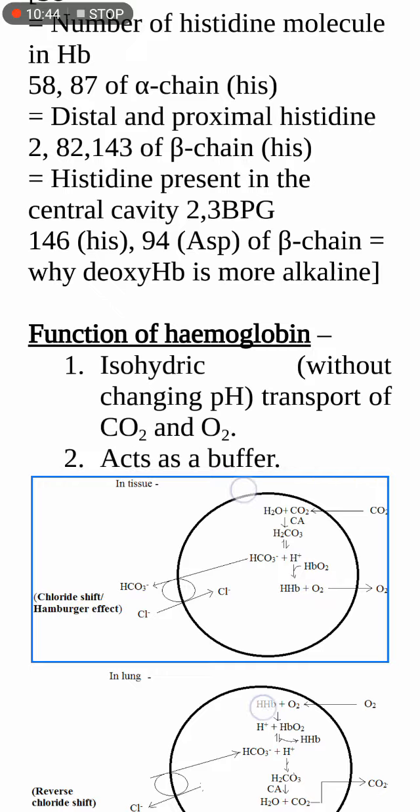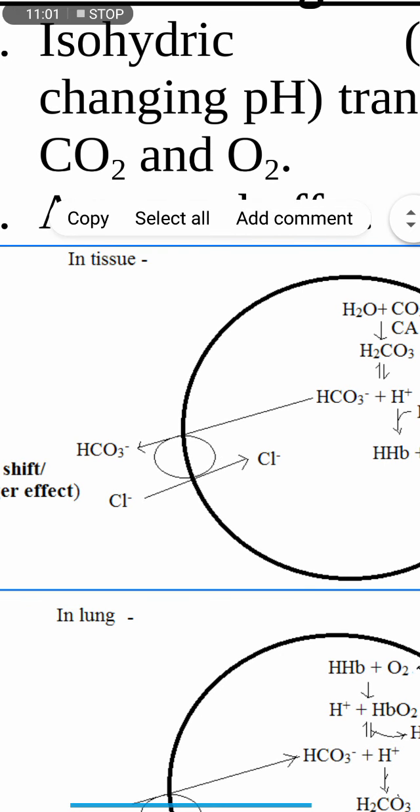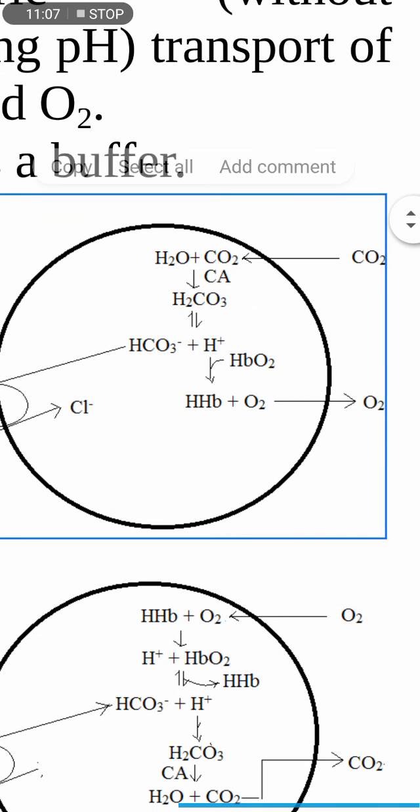So how does hemoglobin act for the transportation of carbon dioxide and oxygen, and simultaneously the buffering action? First of all, at the tissue level, the carbon dioxide is formed within the tissue. How is it formed? By the metabolic process.